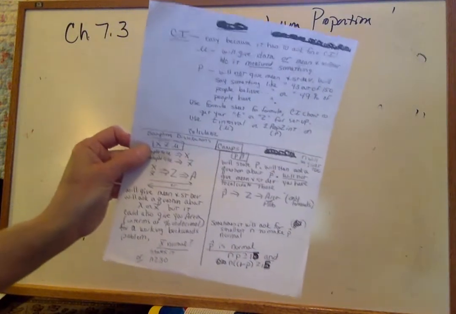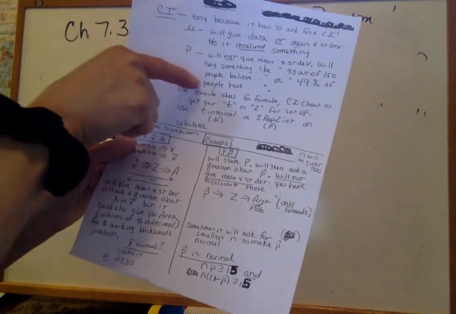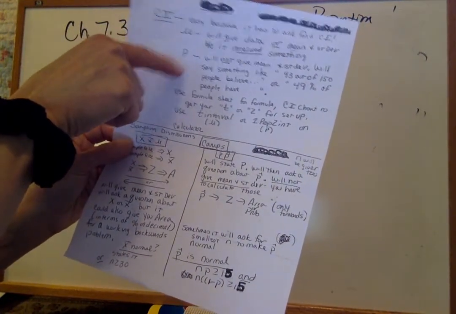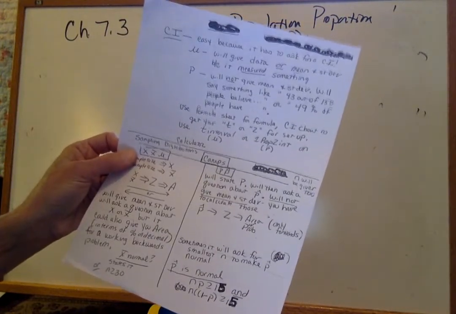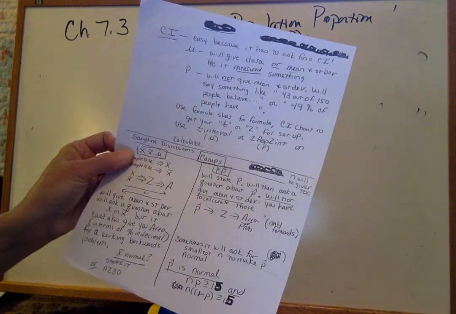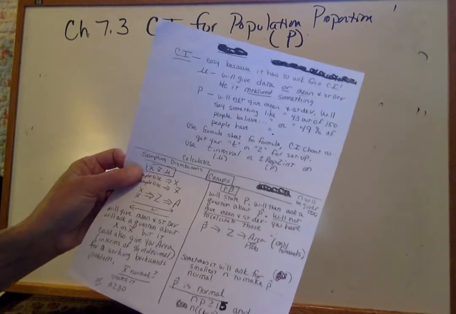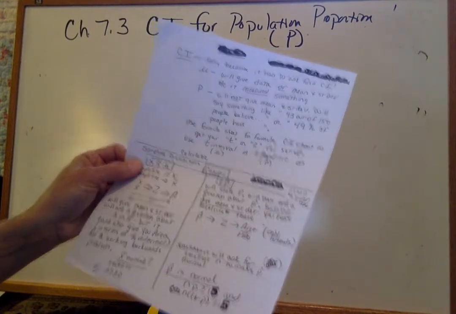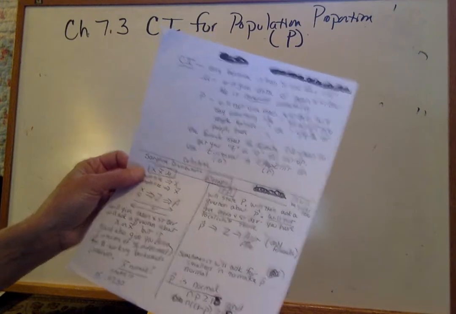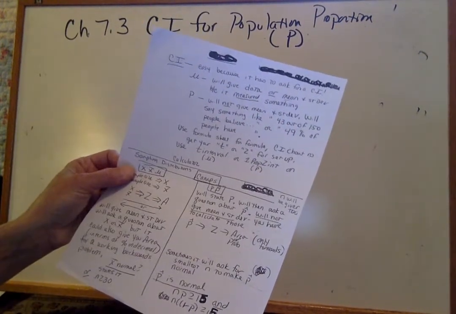One more reminder about this sheet. Right in here sort of summarizes what we're doing today, that these problems are not going to give you the mean and standard deviation. They're going to say something like 43 out of 150 people believe da-da-da, or 49% of 150 people believe. They'll talk in fractions or percents.